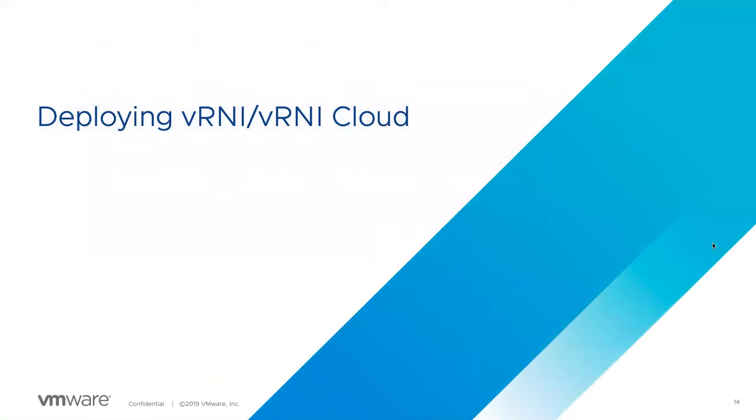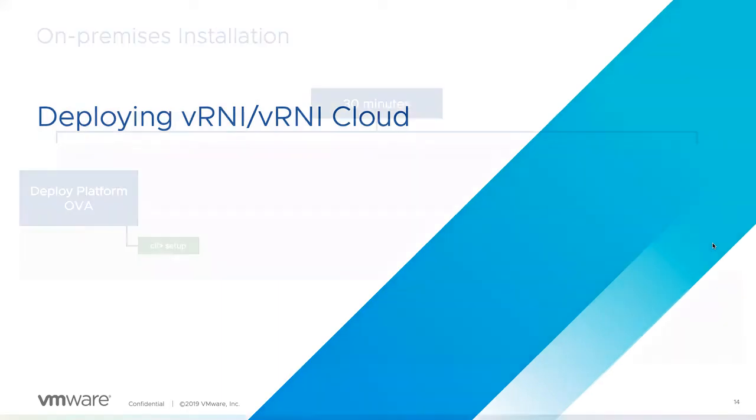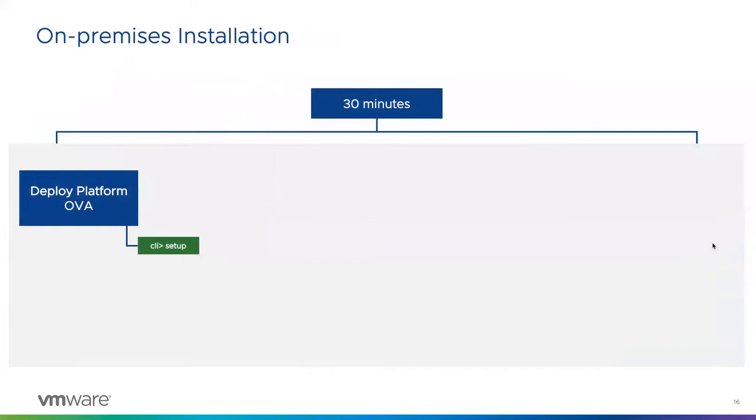So when we're deploying vRealize Network Insight and vRealize Network Insight Cloud, the nice thing is it is a virtual appliance-based product. It is very quick and easy to deploy. For an on-premises deployment of vRealize Network Insight, the deployment takes roughly 30 minutes. Honestly, you probably spend more time downloading the OVAs than you do actually setting it up and deploying. So you're going to deploy the platform OVA.